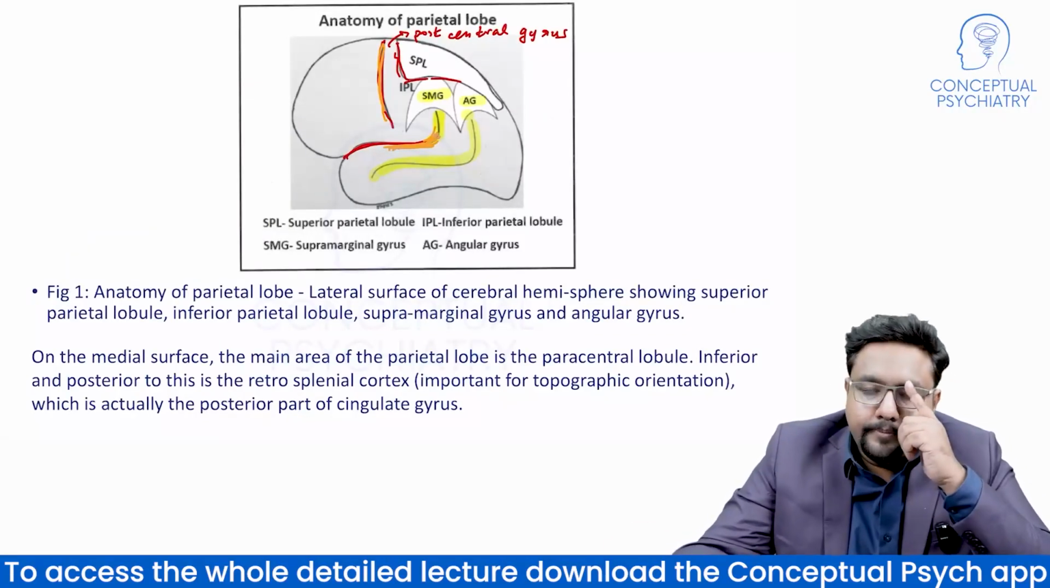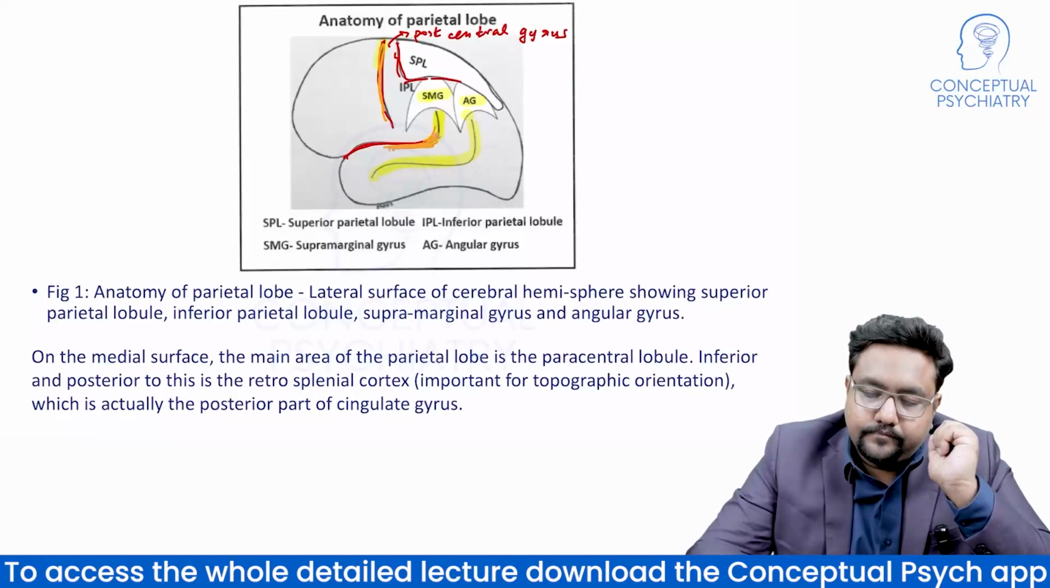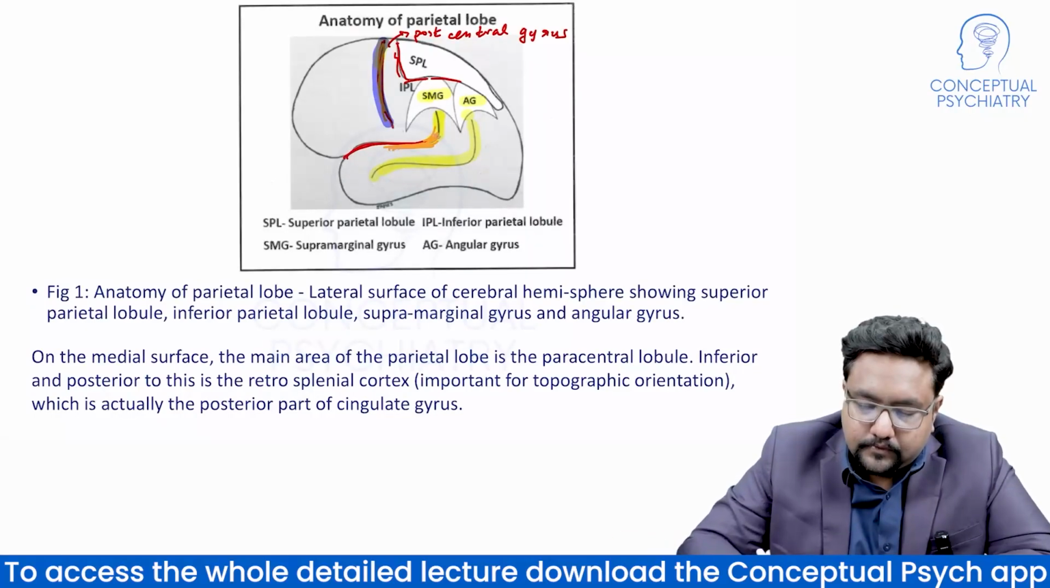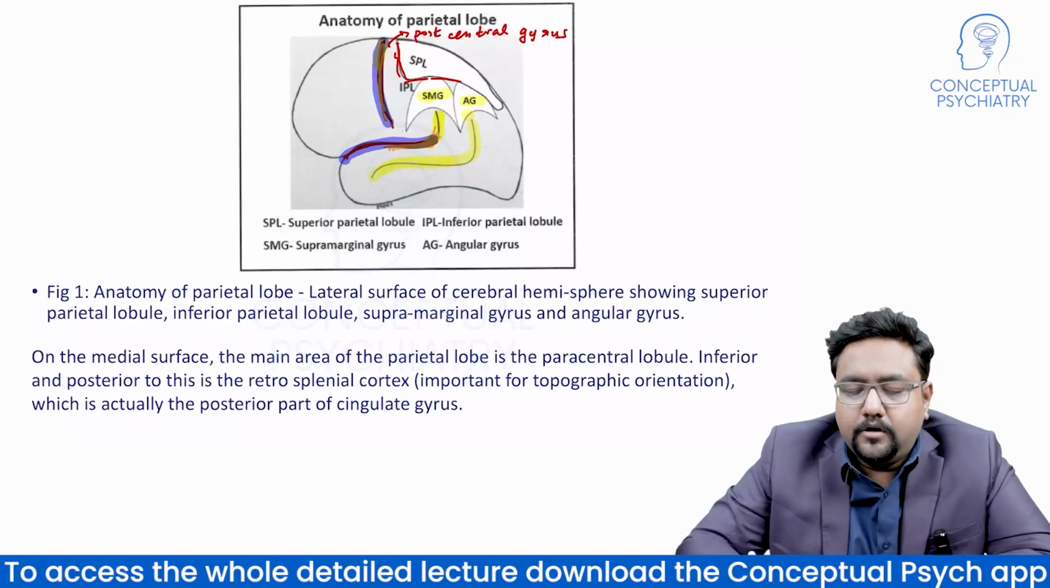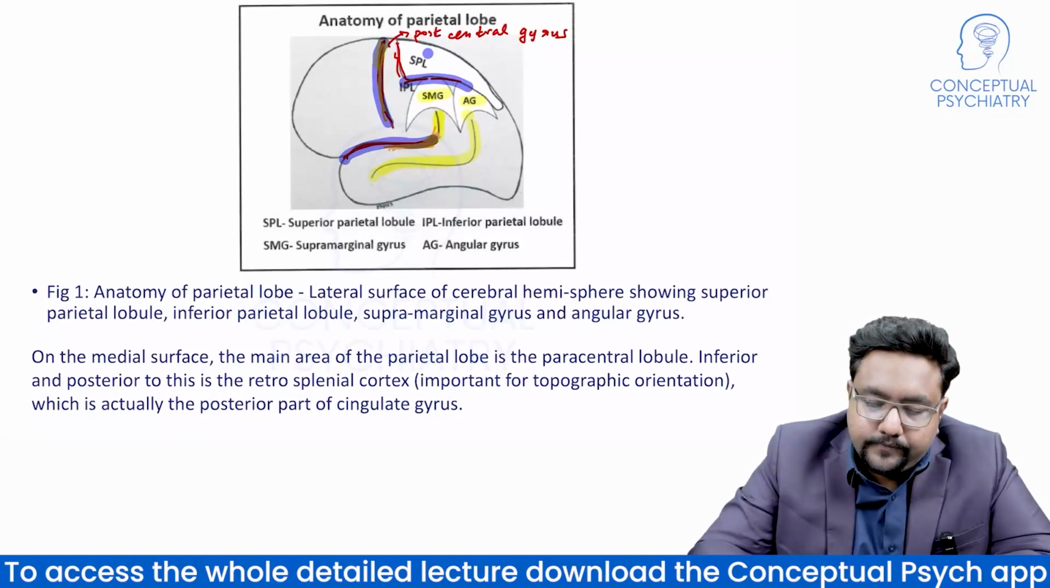So again, a very simple, quick recap. We have the central sulcus over here, and this is our lateral fissure or Sylvian fissure. This is divided by the intraparietal sulcus into the superior parietal lobule and the inferior parietal lobule. This is the IPL.